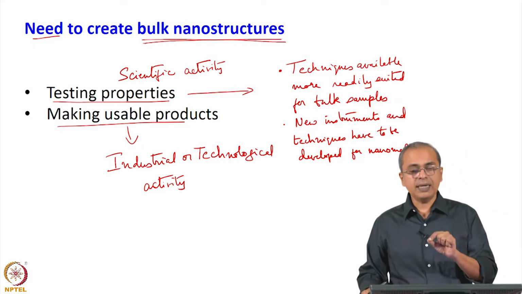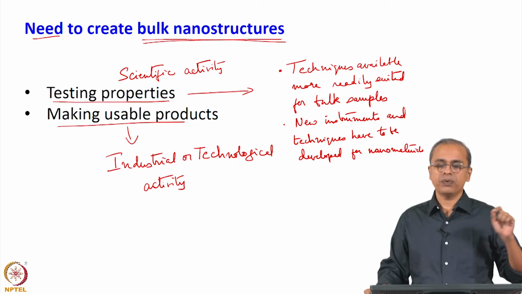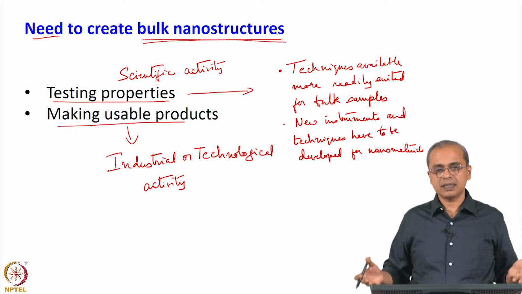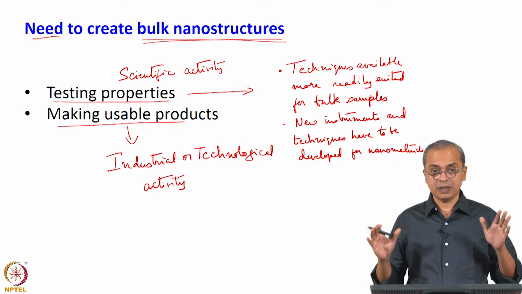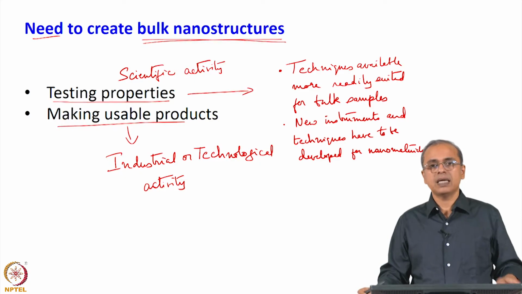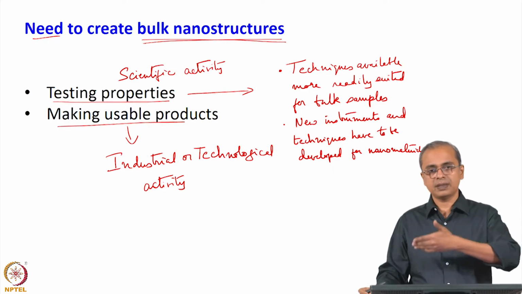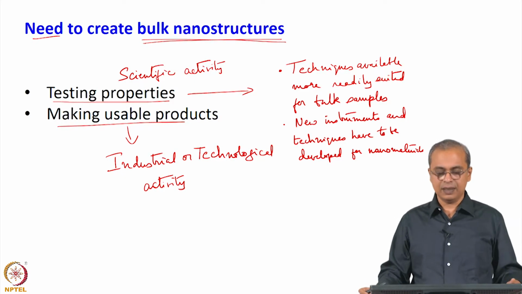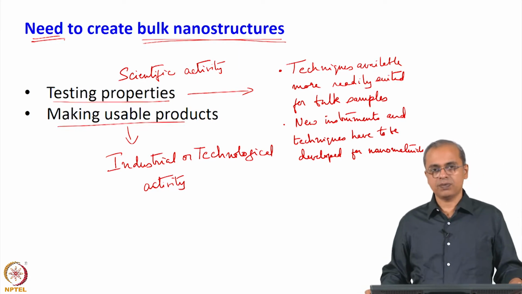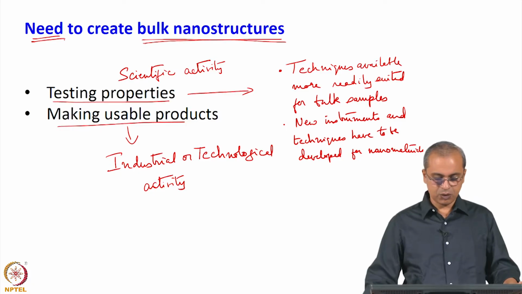So, again it does not help if you have seen some property in the nanoscale, but you cannot make a large sized structure which is large externally, overall dimensions wise, but if you look at it in the microscope it is nanostructured internally. So, therefore, there is a very strong need to make bulk nanostructures both from scientific perspective as well as technological applications.